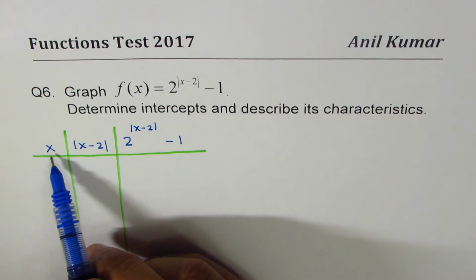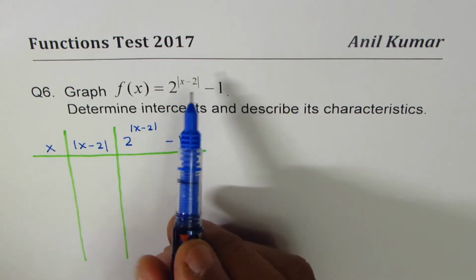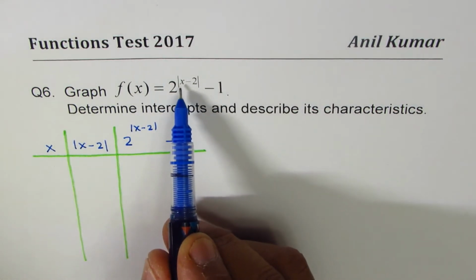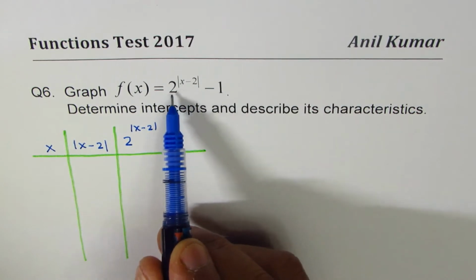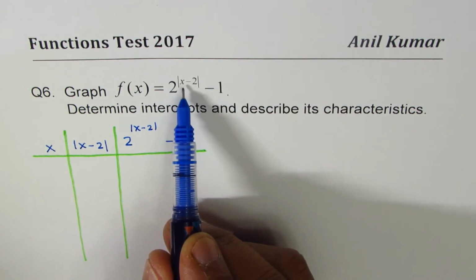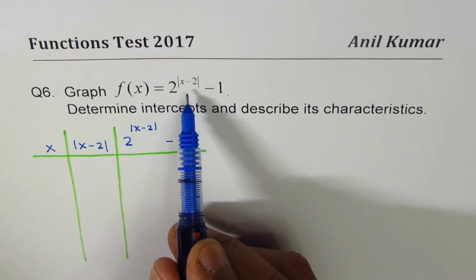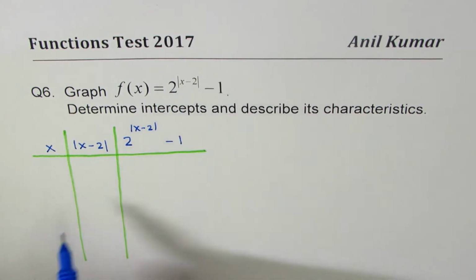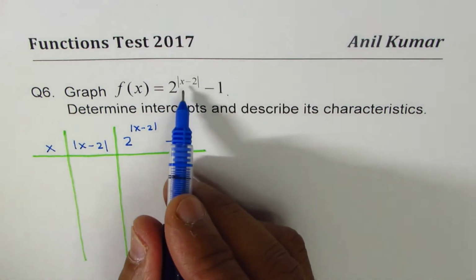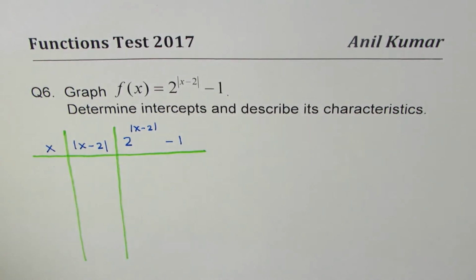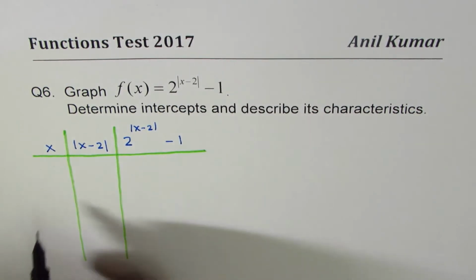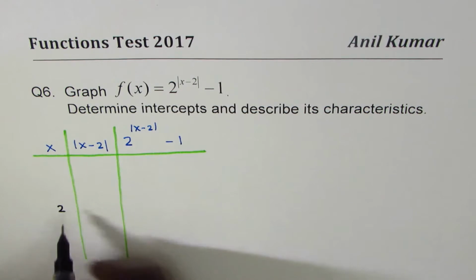Now, what are good values for x to take? Since the absolute function is x minus 2, if I substitute 2 here, we get 2 to the power of 0. So that is a very critical value to take. And then we can take a few values before this and then after this. So let's start with the center value, which is 2, and write down 2 here for x.